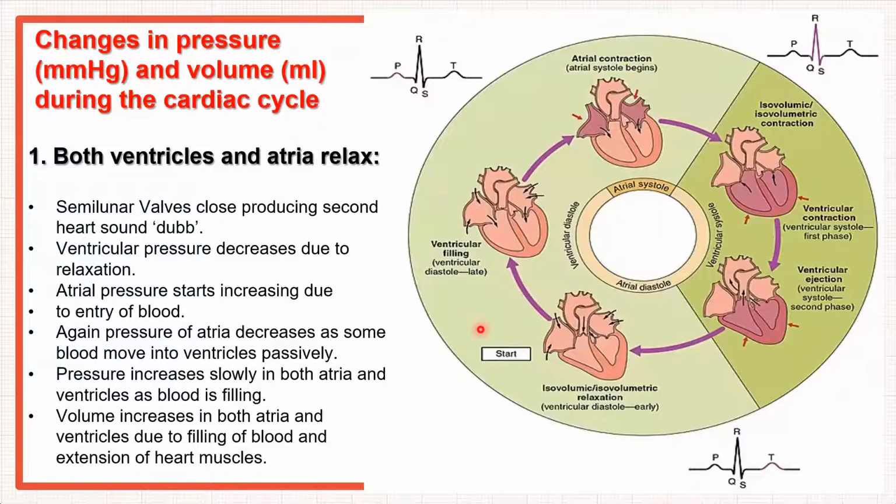Okay, then let's talk about the changes in pressure, which is millimeter of mercury, and volume during the cardiac cycle. We have talked about what happens during atrial systole, then ventricular systole, and then cardiac diastole, right? Because of all these, there are changes taking place in the pressure and volume, as we were already discussing in the previous slides, that as the volume is decreasing, it is increasing the pressure as they are contracting. But let's now talk about these in detail.